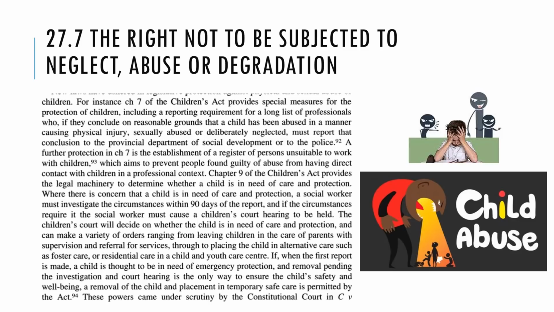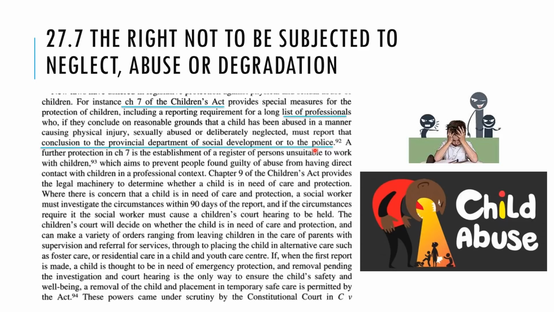If we look at this right, we have Chapter 7 of the Children's Act, which was written to fulfill a child's constitutional rights under Section 28(1)(d). So Chapter 7 of the Children's Act provides special measures for the protection of children, including a reporting requirement for a long list of professionals who, if they conclude on reasonable grounds that a child has been abused physically, sexually, or deliberately neglected, must report that conclusion to the Provincial Department of Social Development or to the police.